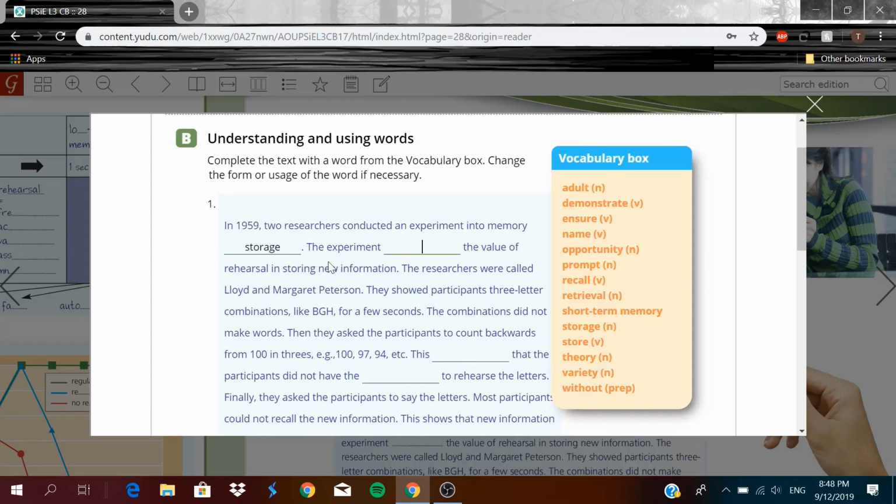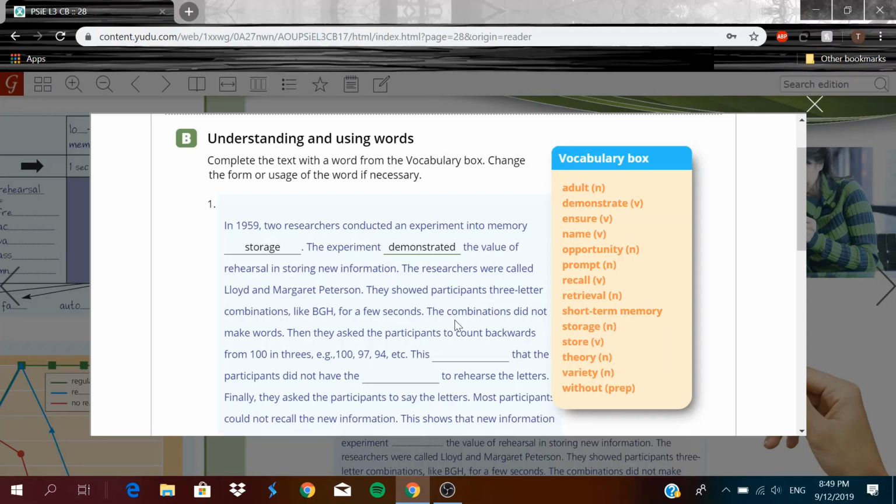Okay, and then the experiment, what can we say? We can probably say the word demonstrate, but we can use different forms for words if necessary, so we'll have to say demonstrated here. I'm not going to just say demonstrate and leave, right? I'm going to say the experiment demonstrated because it's in the past, right? Past tense. So demonstrated the value of rehearsal in storing new information.